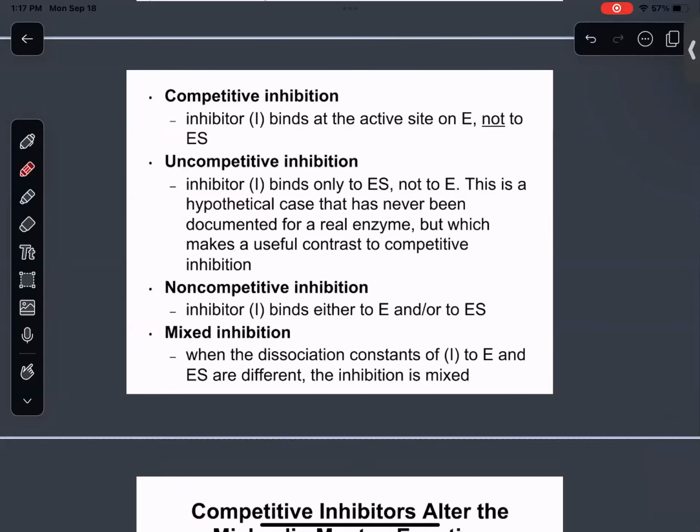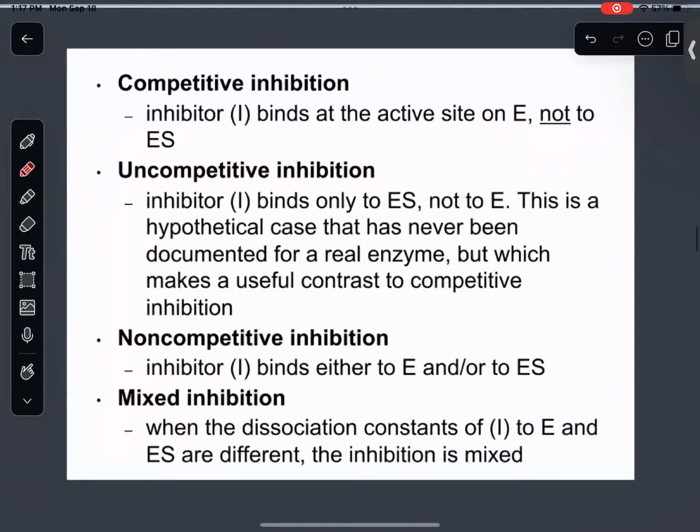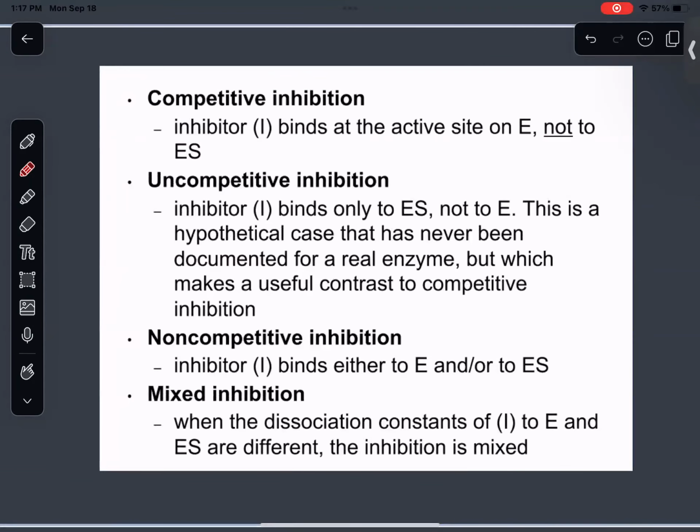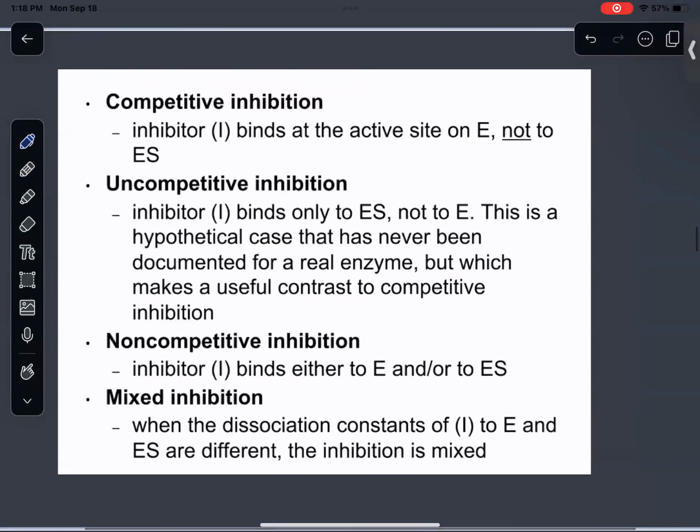All right, so let's jump into specifically what we're talking about, at least the basic aspects of the different types of reversible inhibition. I'm just going to read quickly off this slide because it tells you everything you've got to know. Competitive inhibition is the first one we're going to cover. The inhibitor is going to bind right at the active site. So let's say here is the enzyme, and here is the substrate. Normally the substrate would go right on into the enzyme.